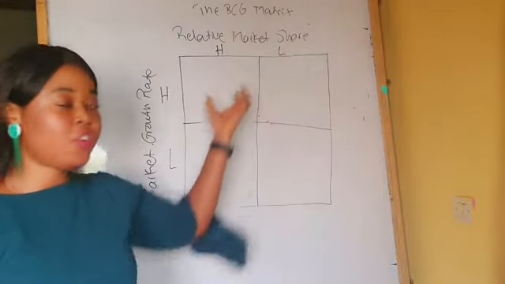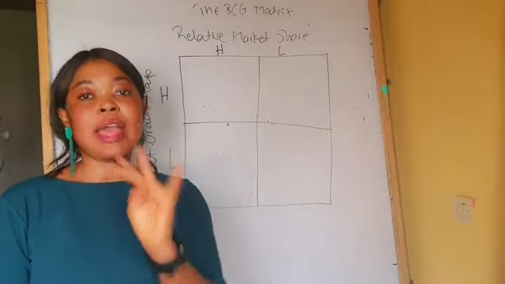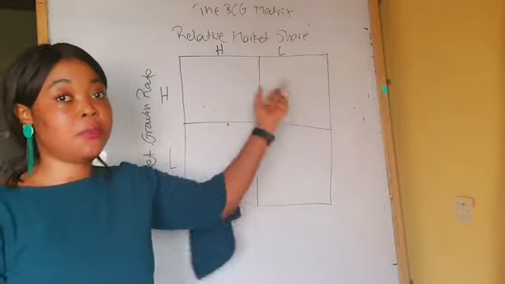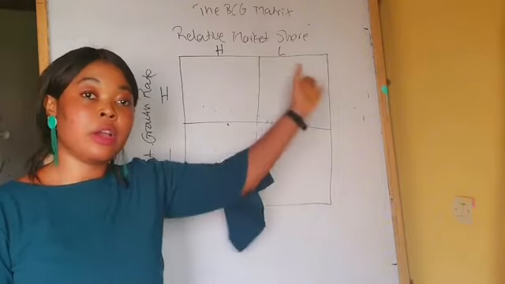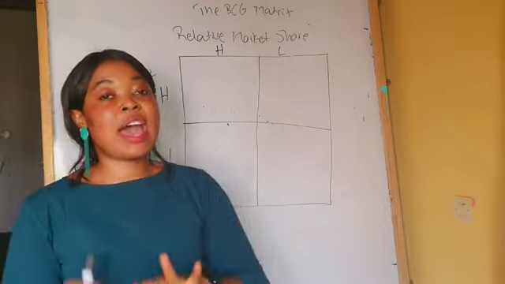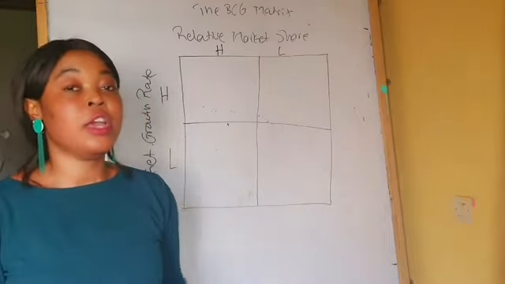Okay, we have four quadrants here that we need to do the classification. So there are basically four elements that we're going to be classifying under these four quadrants. That means each of these elements will be going under one of the quadrants. Okay, so we have star, we have cash cow, we have question mark, we have dog, isn't it?